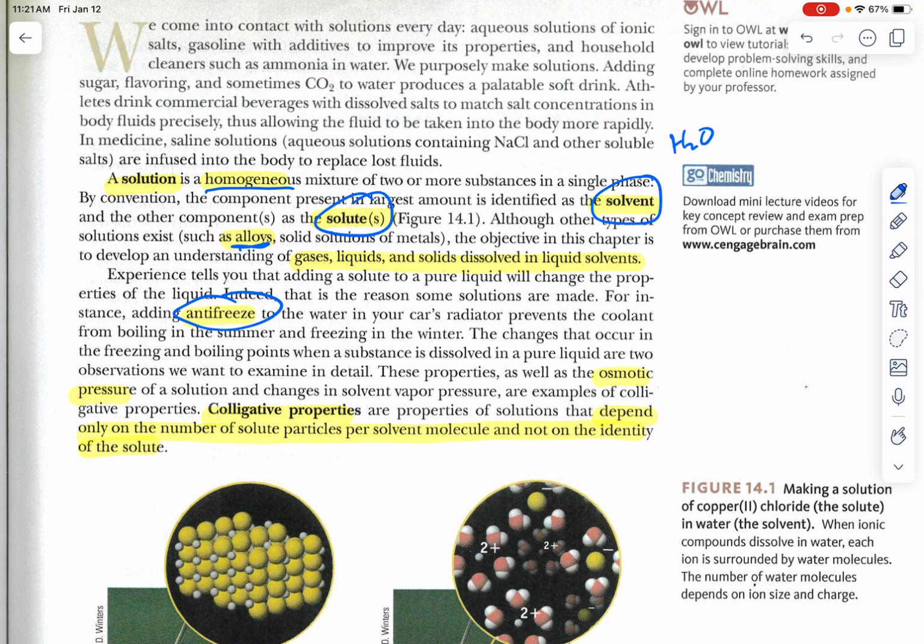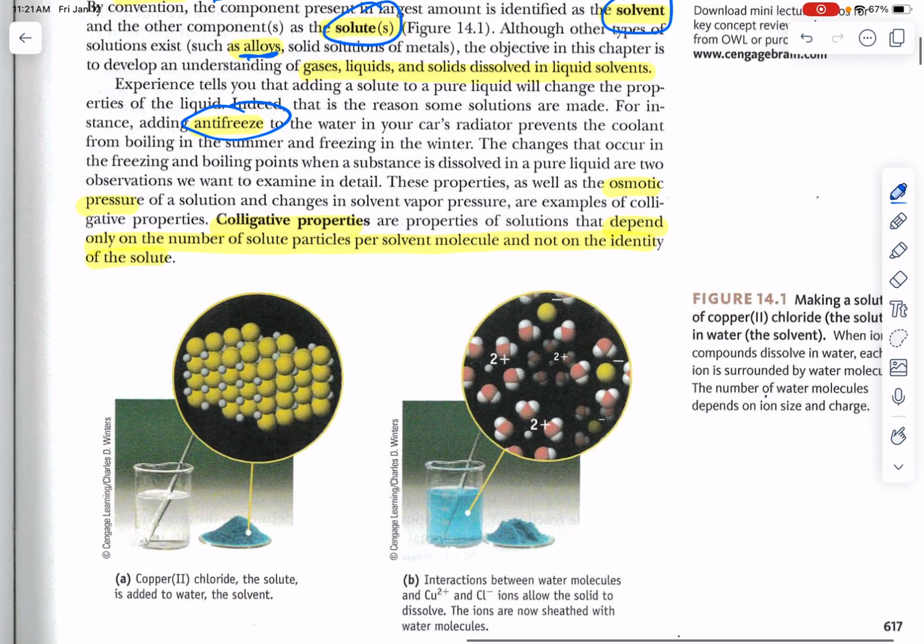Interestingly enough, antifreeze also anti-boils. It keeps the water from boiling at the relatively low temperature of 100 degrees Celsius of pure water, but now it won't boil over until it's much hotter than that. And we're going to talk about how much antifreeze depresses the freezing point or elevates the boiling point. And we're going to talk about several other examples of what we call colligative properties. Another colligative property besides freezing point and boiling point is osmotic pressure. And again, that's a little bit later in the chapter.